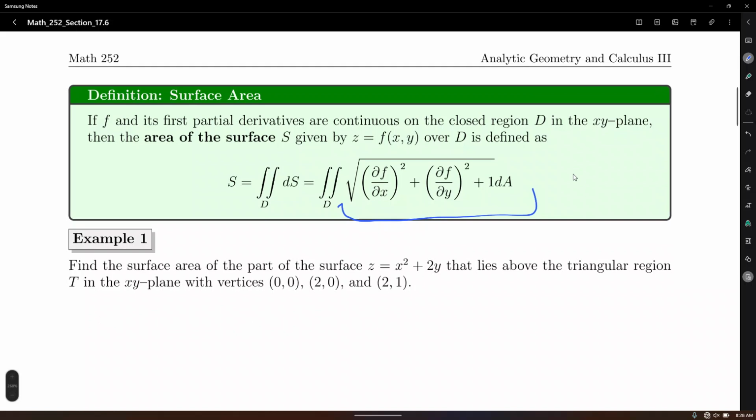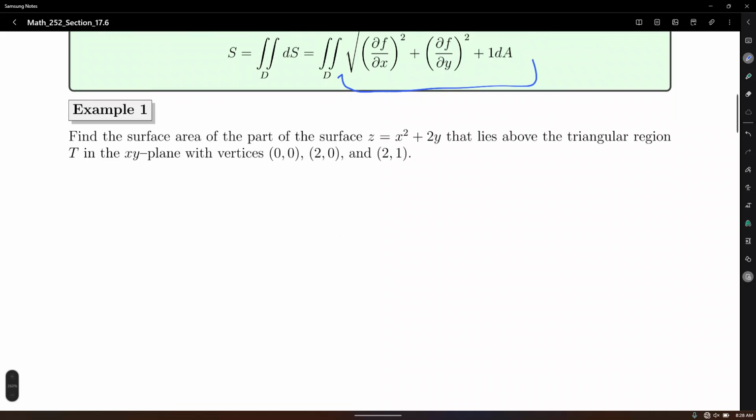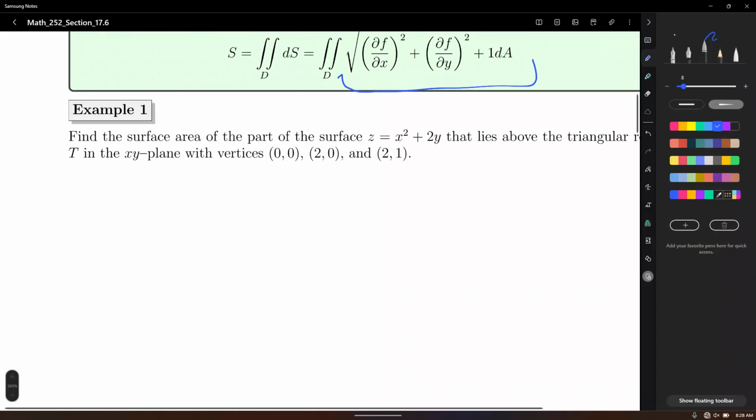Okay, find the surface area of the part of the surface z equals x squared plus 2y that lies above the triangular region T in the xy plane with vertices the origin, (2, 0), and (2, 1). All right. So, number one, let's graph this. Let's graph this region first.